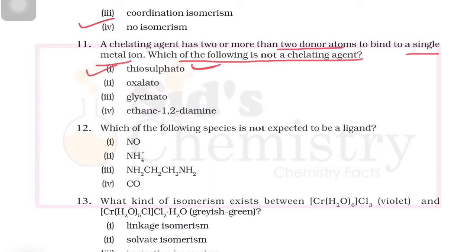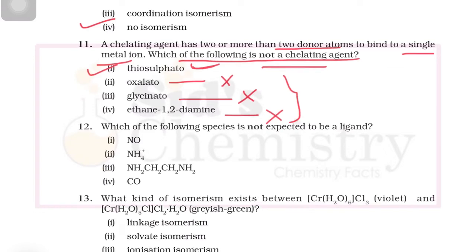However, let us see the others. Oxalato is a bidentate, so it cannot be the answer. Glycinato is a bidentate ligand, so it cannot be the answer. Ethane-1,2-diamine is also a bidentate ligand, so it is not an answer because we have asked for a not chelating agent, and these all 3 are chelating agents as they are bidentate ligands. Thiosulfato has also 2 donor atoms, but it is considered an ambidentate ligand. An ambidentate ligand cannot form a chelating compound. So therefore the correct answer is option number 1.